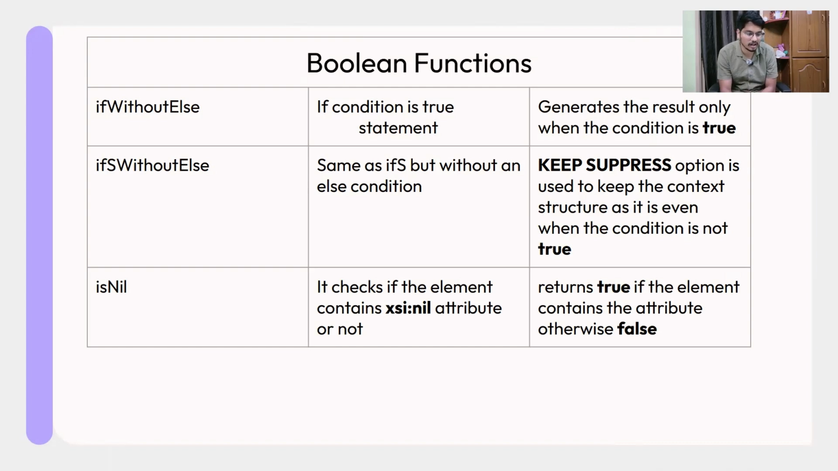And what is the last one? Is nil. So it basically checks if the element has the XSI colon nil attribute or not. It will return true if the attribute is present, otherwise it will return false. So this is about the Boolean functions. We will discuss the other types in our next sessions.